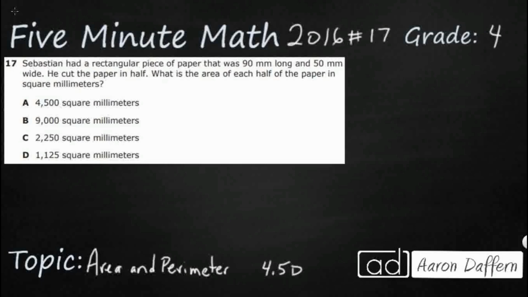Today we are looking at the 4th grade concept of area and perimeter. This is standard 4.5D in the great state of Texas, and we are using item number 17 off the 2016 released STAAR test. If you have not done so already, please go ahead and take a moment to pause the video, work this problem out on your own, unpause it, and then we will look at our answers together.